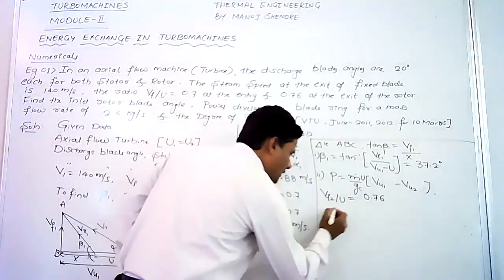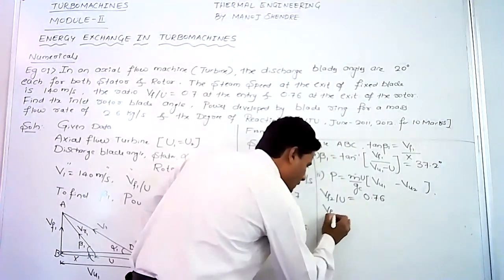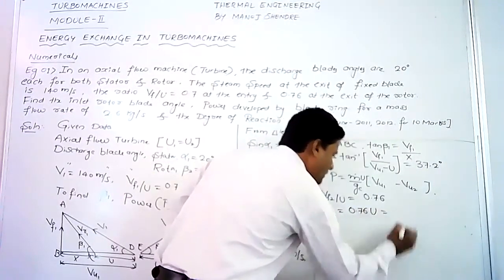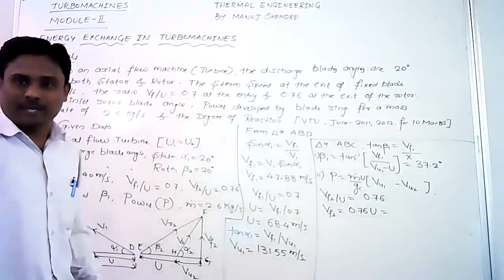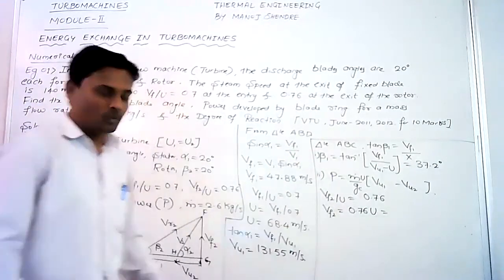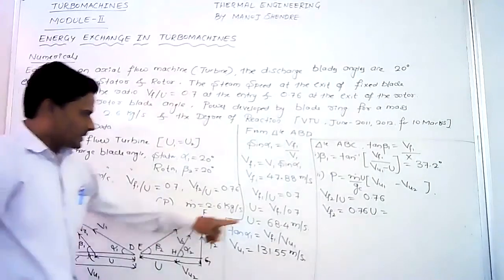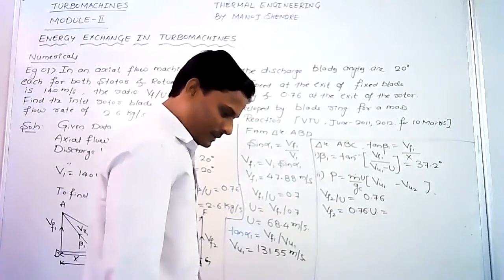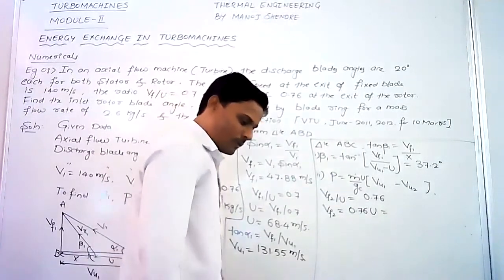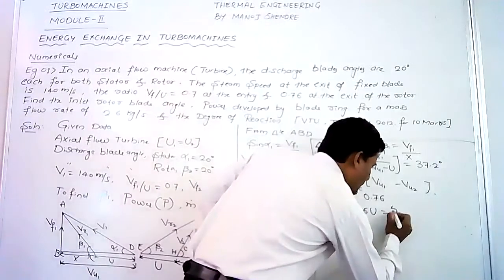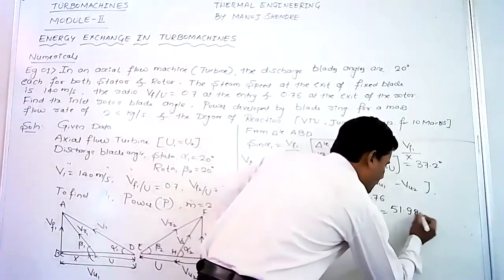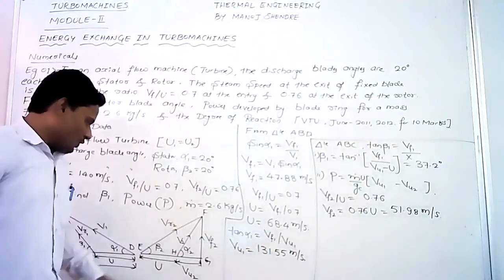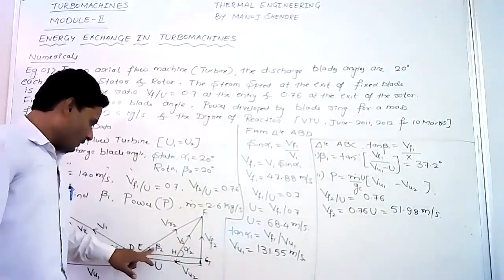So here u is known, Vf2 equals 0.76 times u. What is the value of u here? U is 68.4. So just multiply and try to get the value of Vf2. The expected value for Vf2 is 51.98 meter per second.